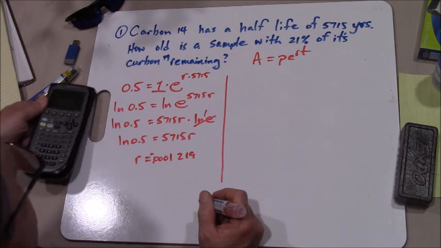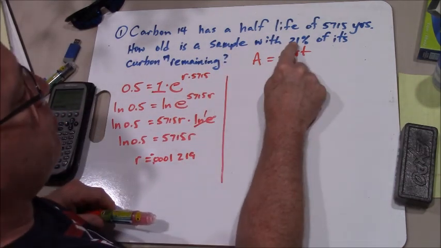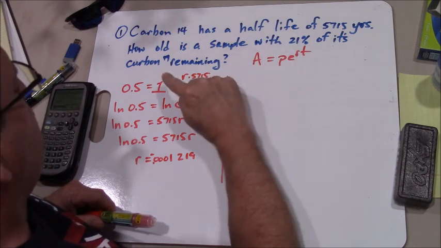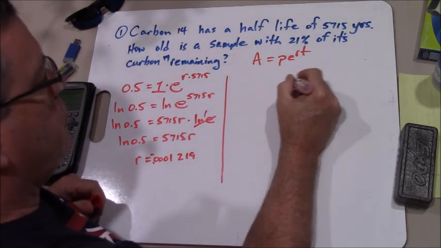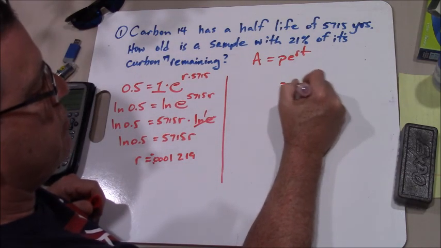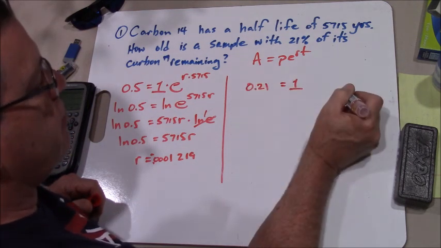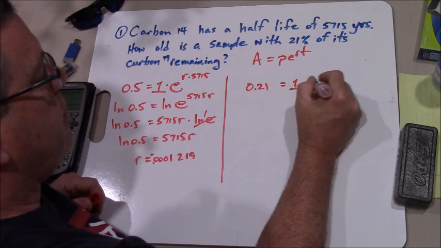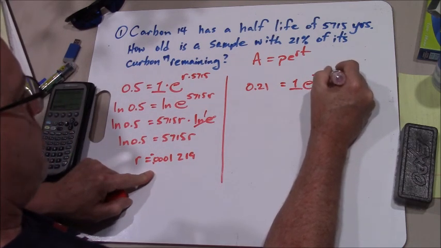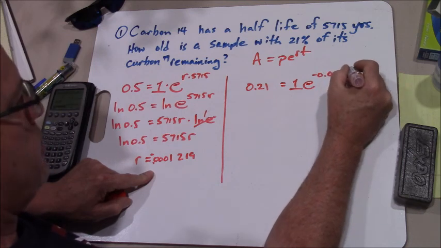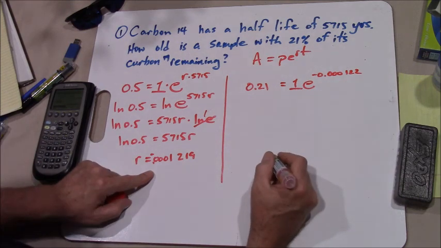All right, so now the question is, how old is a sample with 21% of its original carbon-14 remaining? So that means I started with 100%, which as a number that's 1. I now have 0.21 remaining. I've got e raised to the negative 0.001222, I'll just call it that, times t.